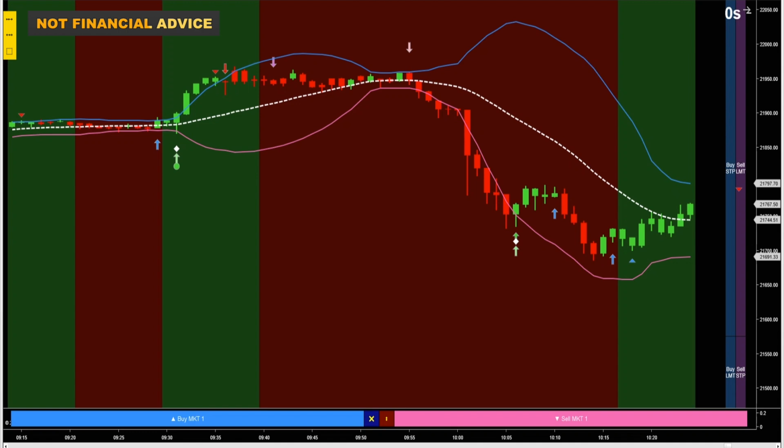You always want to do your own back testing, play around with the settings, find something that works best for the instrument and the time frame that you trade.